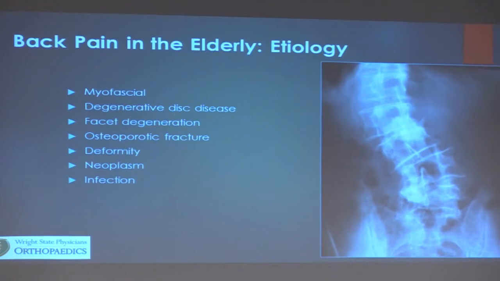There's also two other joints at each level, which are called the facets at the back. And those can also undergo degeneration, and they can cause other symptoms that we'll look at. Then you also have osteoporosis, which means when you have bone mass dropping down and you have the architecture of bone being disrupted, and then you have an osteoporotic fracture. That can cause back pain as well. And then the combination of degeneration can lead you to have deformity. Then there are other things, infections and things like cancer that can cause problems.